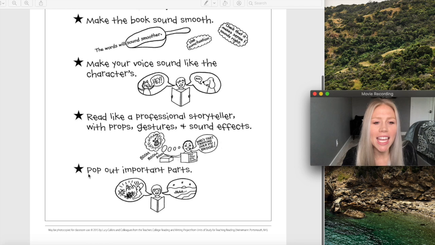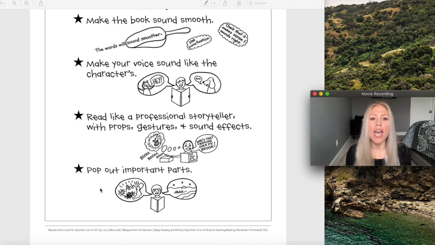All right, and then the fourth thing, pop out important parts. That's when you see bold words. Usually when you see bold words, you want to be louder. And when you see exclamation points, that means that person's feeling really strong about what they're saying. And then also sometimes if you see smaller words, it usually means that your voice should go small.